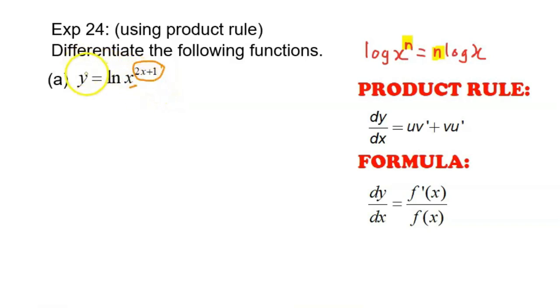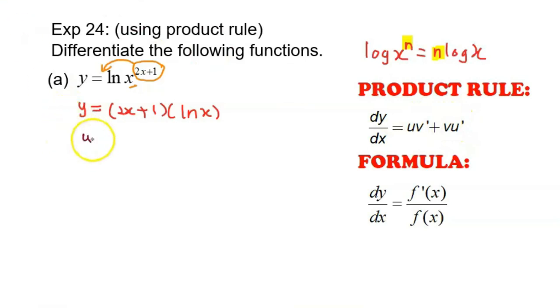So, we need to simplify the y equation by using the properties of log, where the power of 2x plus 1 can be moved to the front and timed with ln x. y equals 2x plus 1 times ln x. Now, the equation of y is in the product of two functions. In order to find the derivative of y, we need to use the product rule.